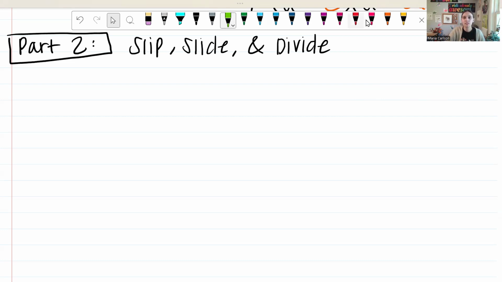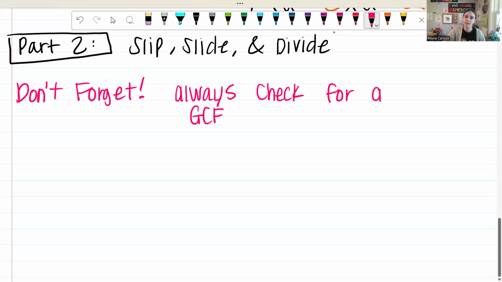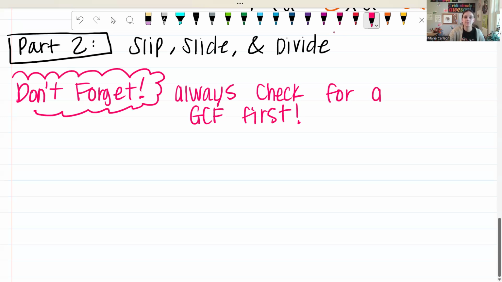But first, please do not forget when we are factoring, always check for a GCF first. If there is a greatest common factor, you'll want to factor that out first, and then perhaps you'll still be left with some sort of trinomial that you can then use the x factors for, or then you can factor further.